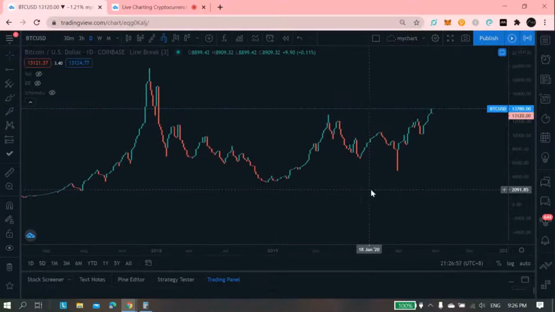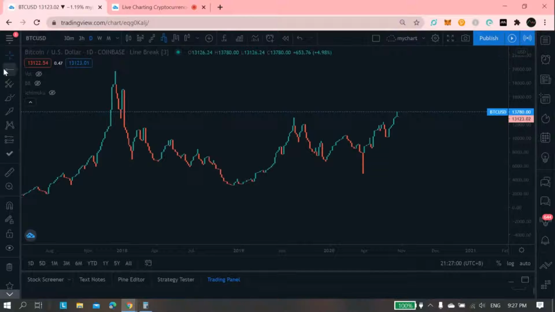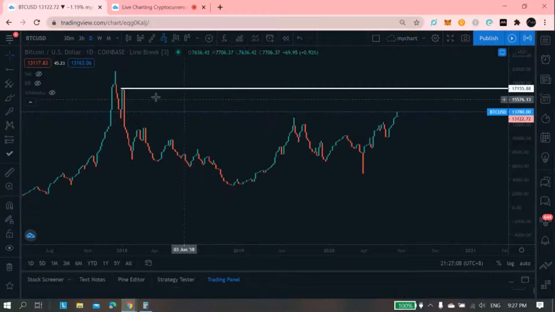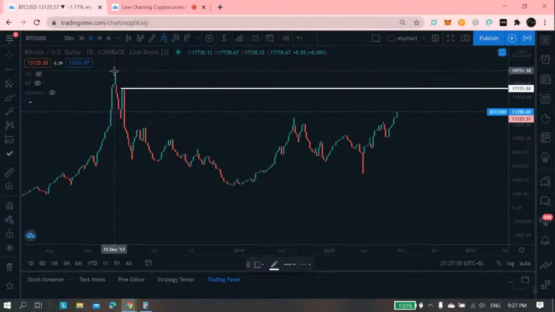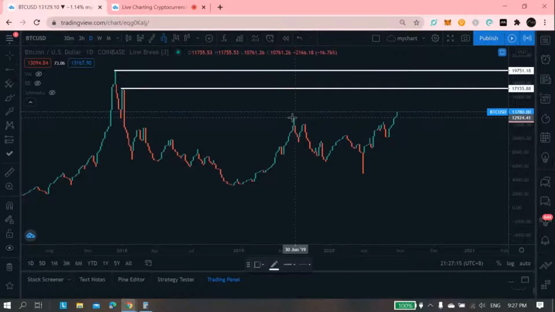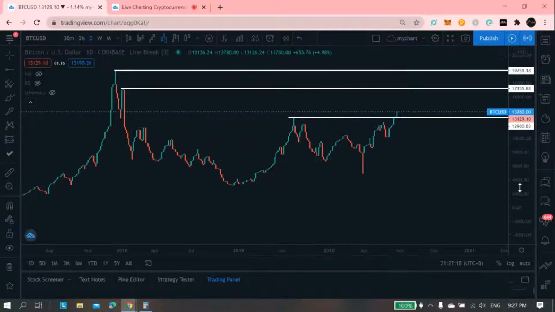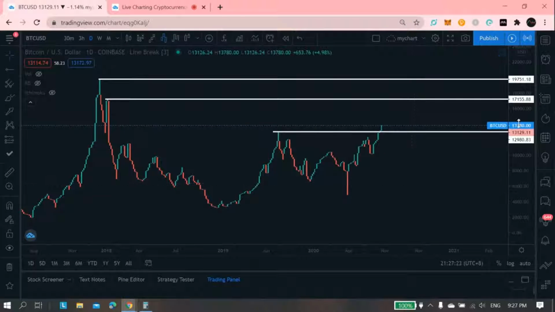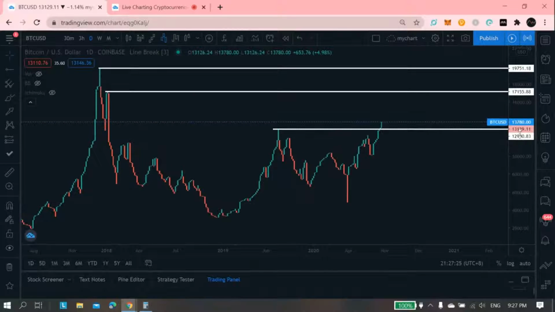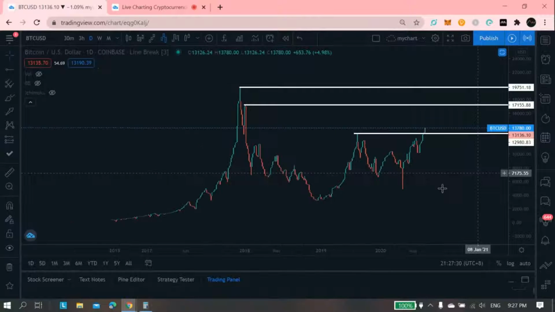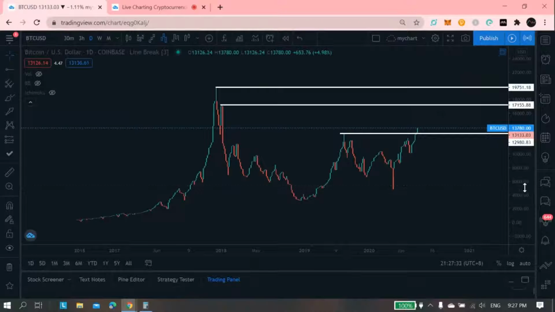So using this line break, you can see that the next resistance here is this area around 17,000, also 17,100, and then this one, the all-time high. So that's the key figures I'm actually looking at. And of course for this one, 12,980. So yeah, almost the same, just a few dollars difference. So yeah, I think that's it.